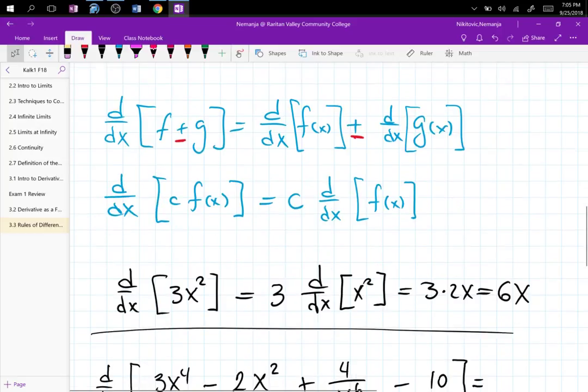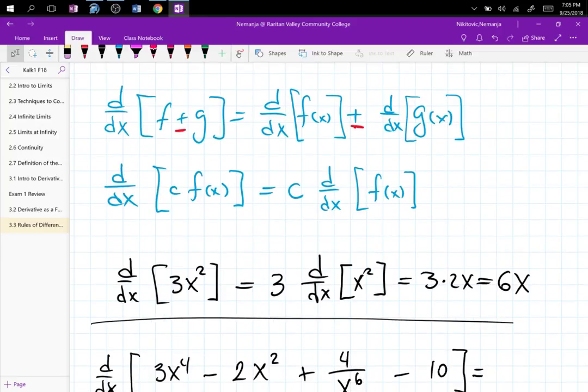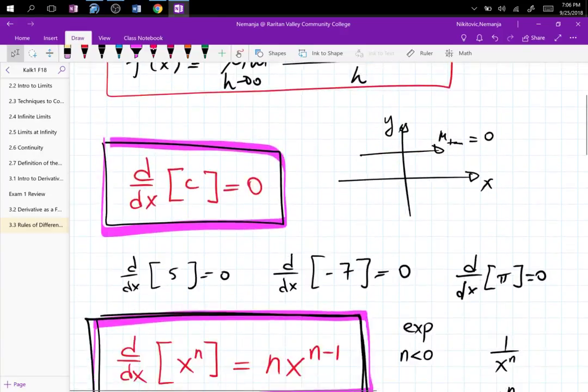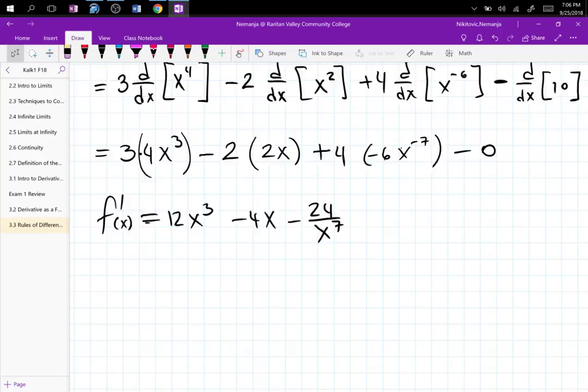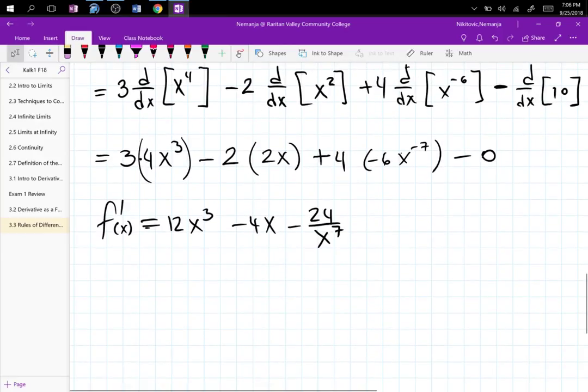So I hope you see the way these rules are used. If you have addition or subtraction of functions, you are allowed to assign the derivative to each one of those. We have the same rules in limits. We just haven't used them. We should have, but we haven't used them as much. For derivatives, you will be using this a lot. So make sure you are familiar and comfortable with these two formulas.